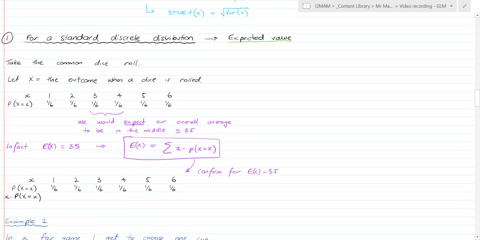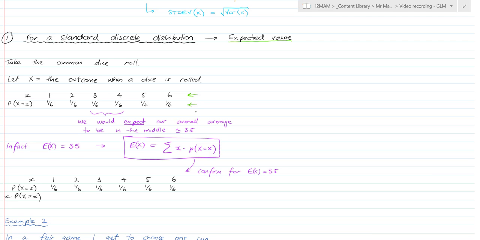Take a common dice roll. X is the outcome when the dice is rolled, and so this is what could happen, 1, 2, 3, 4, 5, 6, and here's the probabilities of those things. They all have a probability of a sixth. We would expect that our overall average, and this won't happen for 2 dice rolls or 3 dice rolls, but if we roll the dice 1,000 times or 1,000,000 times, we should get a fairly even distribution of 1s, 2s, 3s, 4s, 5s, and 6s. So the overall average should be the average of 1, 2, 3, 4, 5, 6.